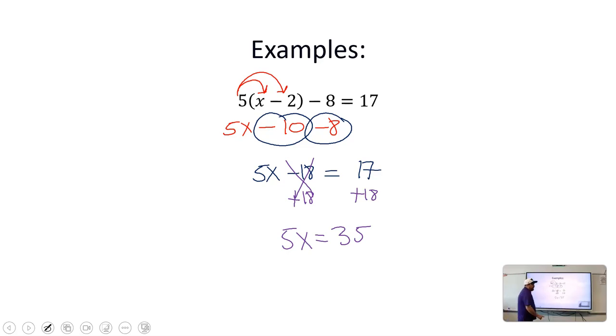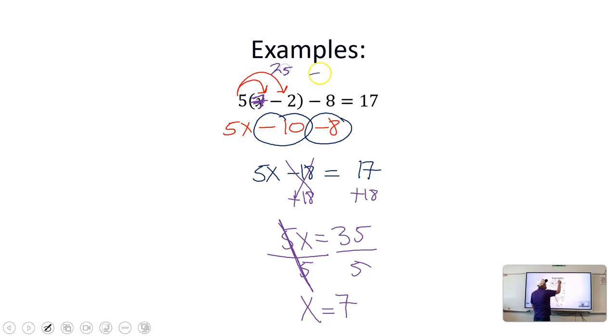Okay, at that point, we're going to divide both sides by 5 because we want to isolate the x. We want it to be by itself. 5 divided by 5 is 1, so we have 1x. Or we just write it as x equals 35 divided by 5, which is 7. Okay, so let's double check. If I plug the 7 in right here, 7 minus 2 is 5. 5 times 5 is 25. So from all that, I got 25 minus 8 is 17. So I isolated the variable correctly and solved for my variable.